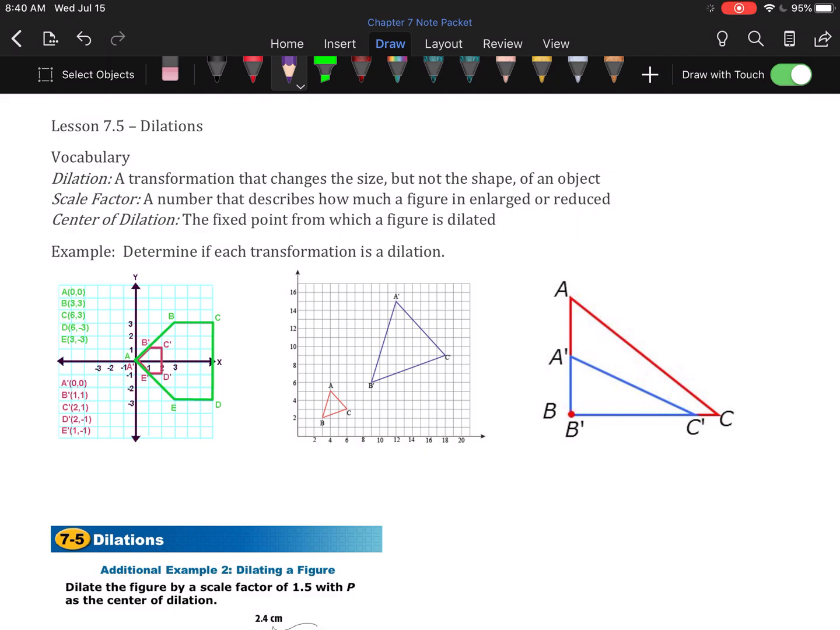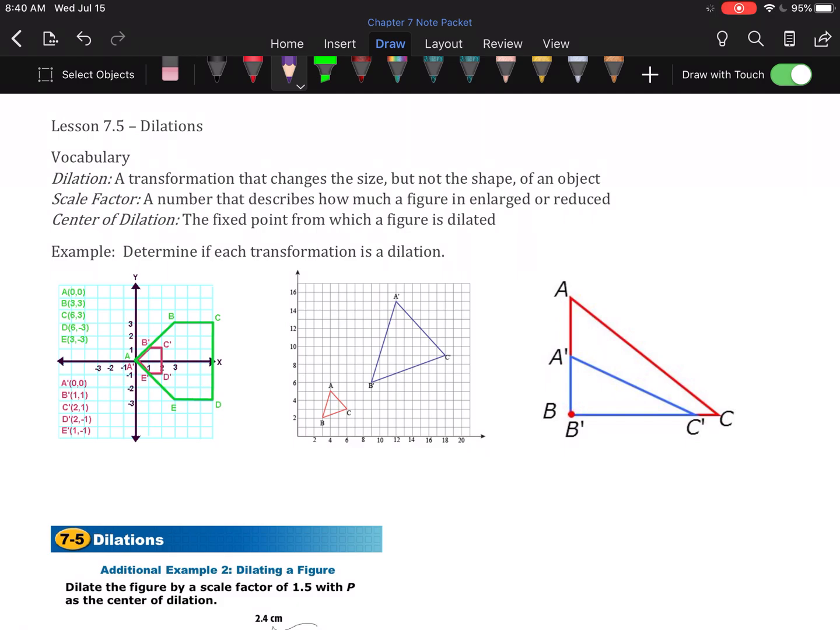So here's how we can tell this. Because A is the center of dilation, A and A prime will have the same ordered pair. That's why they are both 0, 0. The rest of the ordered pairs now will change in the same way. So you will notice that 3, 3 for B became 1, 1. How do we do that? We divide both things by 3. And that holds for the remainder of our points.